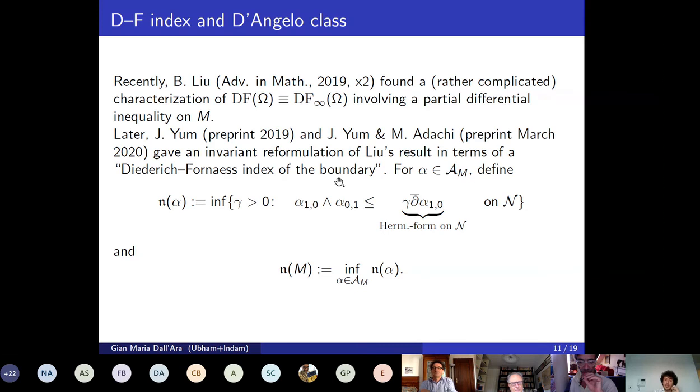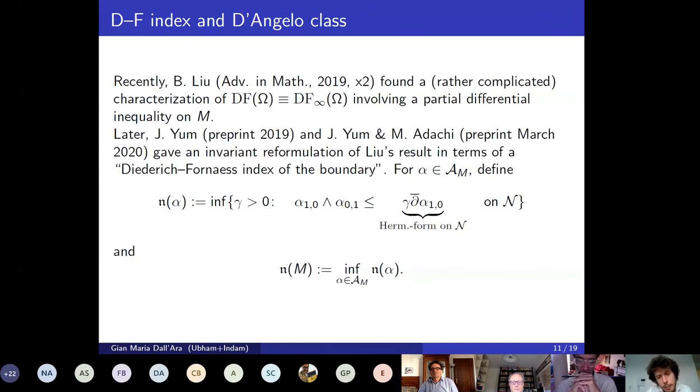Hermitian form on the T^{1,0} of the boundary, but actually we're only going to look at it on the Levi null distribution. This is crucial. And the right-hand side is the d-bar of alpha^{1,0}. One shows that this object is well defined, is also a Hermitian form on the Levi null distribution, and you're looking for all possible gammas such that this inequality holds, and you take the infimum. Okay, again, this looks still quite complicated, but at least invariantly defined.